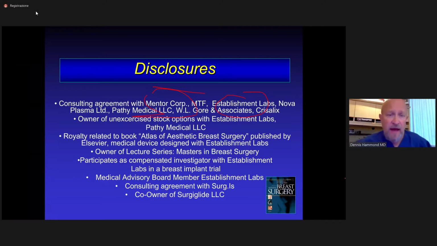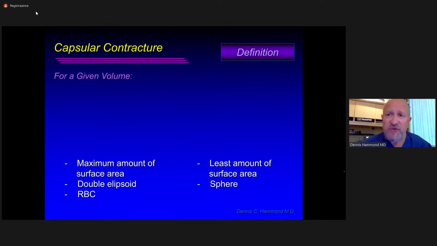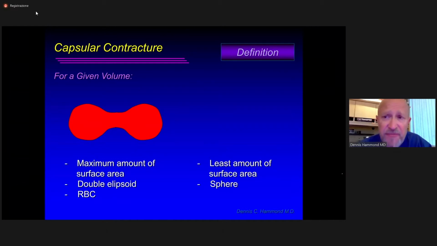So, what is capsular contracture really? I want to explain a different way to think about capsular contracture. For a given volume, if you wanted to maximize the surface area around it, what shape would that be? It would be a double ellipsoid, which is the shape of a red blood cell. That makes sense because nature is so smart. The job of a red blood cell is to maximally present surface area to exchange oxygen. So the maximum amount of surface area would be the shape of a red blood cell.